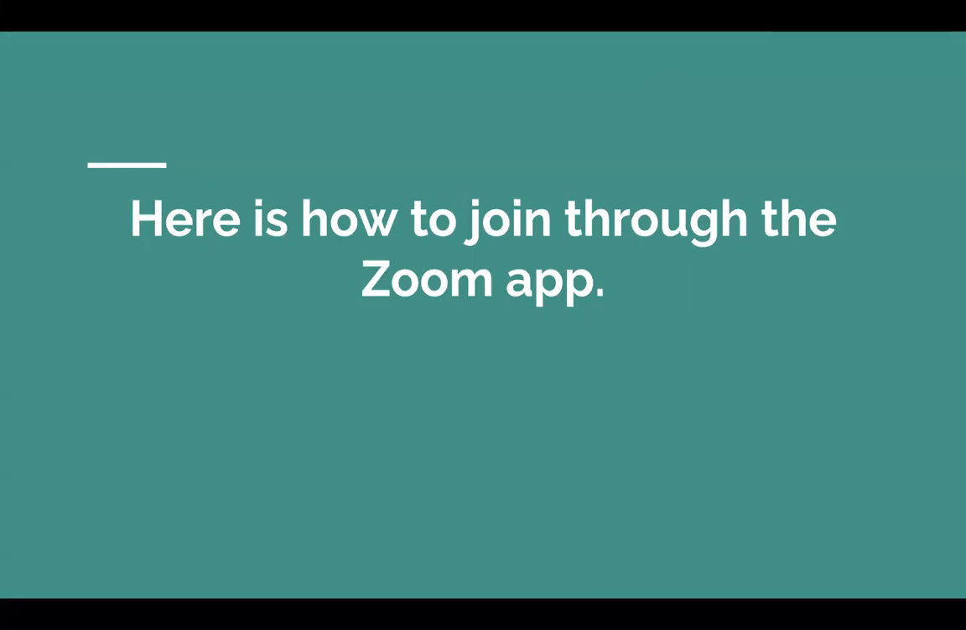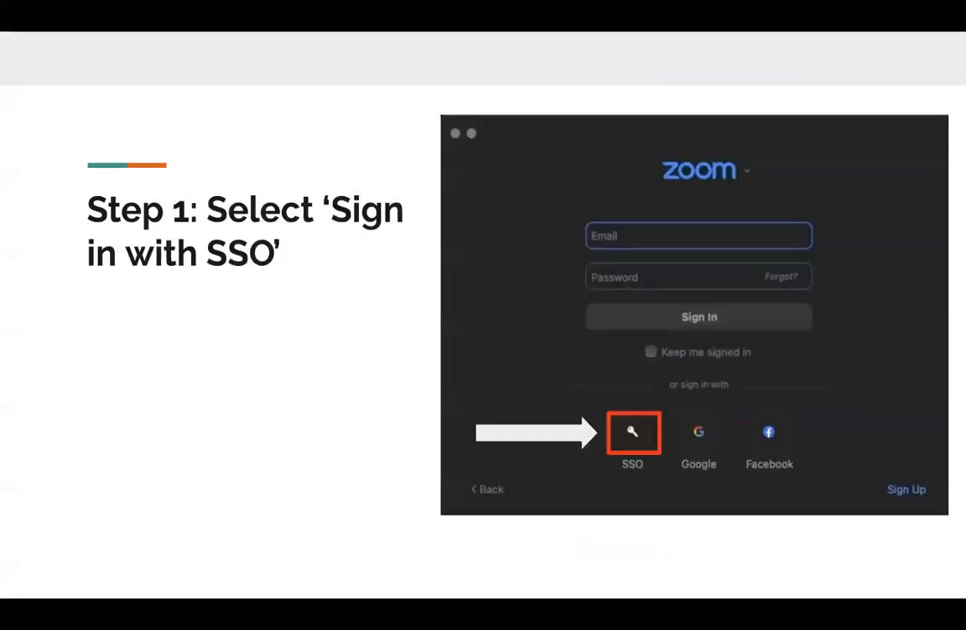The following steps will help you gain access to our workshop through the Zoom app. On the sign-in screen, you're going to click the Sign In with SSO button towards the bottom of the screen. This icon will have a key on it.